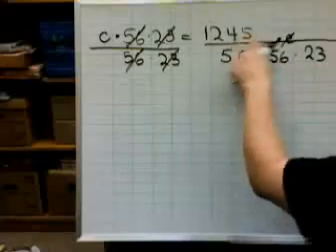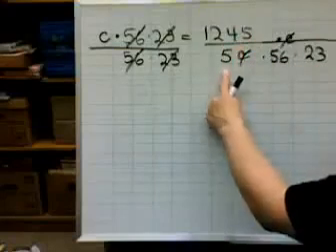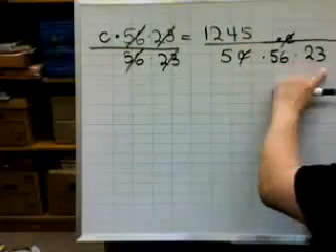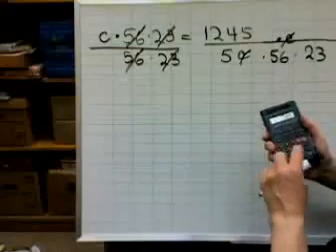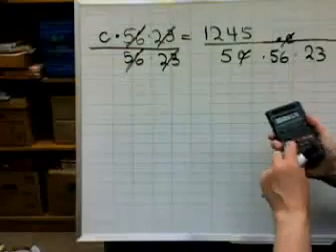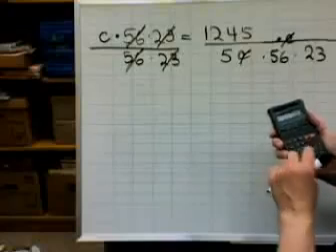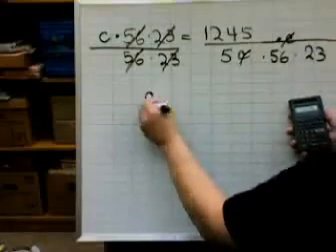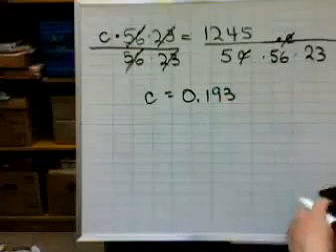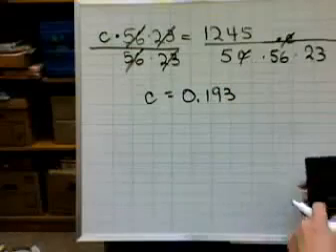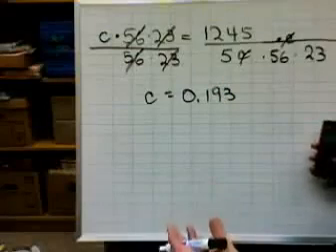So now we have 1245 divided by 5, divided by 56, divided by 23, because all of those are on the bottom. 1245 divided by 5, divided by 56, divided by 23. And that gives me C equals 0.193. And that is correct.